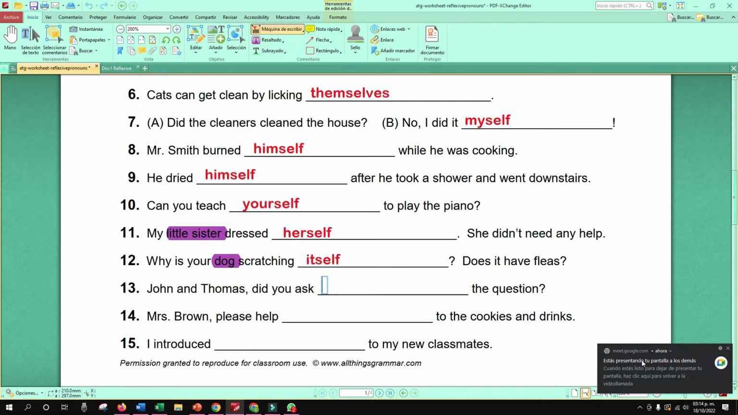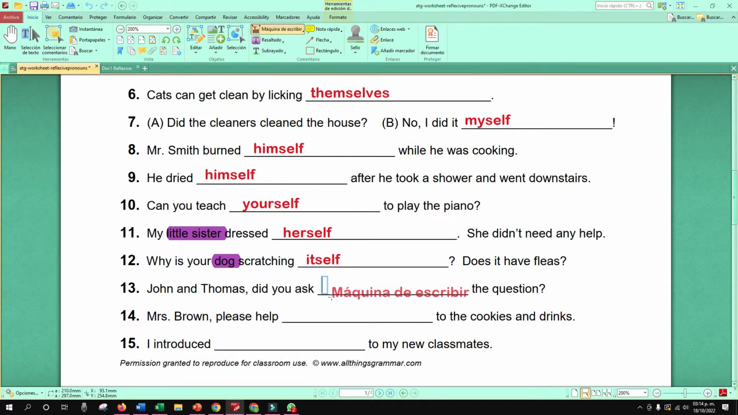Okay, Abby? Himself. Yourself. But that is the plural one, right? Selves, right? Yes, because we're talking about John and Thomas, right? Two. That's why you're going to use the plural form, yourselves, right?